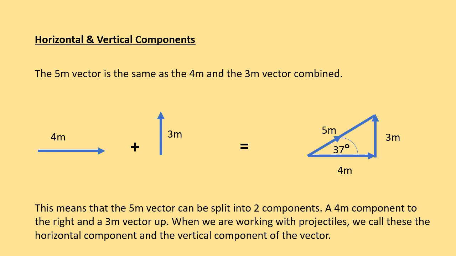So when we're working with projectiles, we call these the horizontal and the vertical components of the vector. So essentially we can split this original vector into two components, the horizontal component and the vertical component. The combination of those two would have the same effect as the original vector.